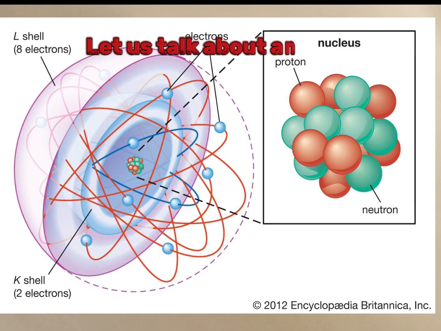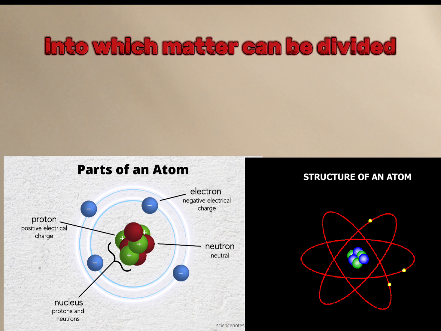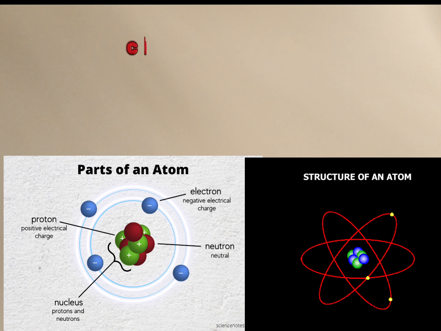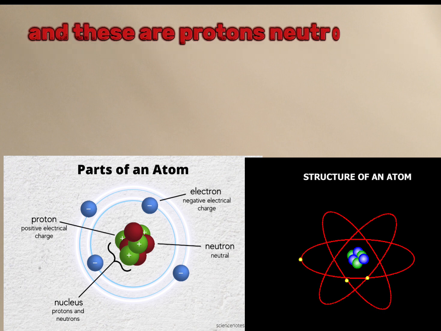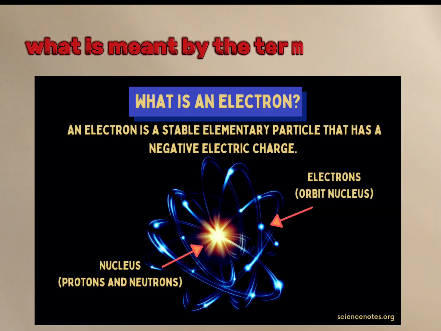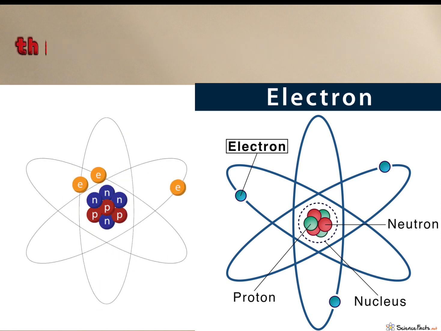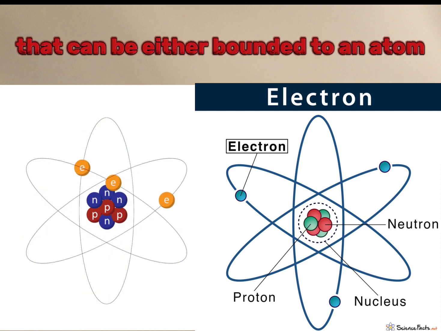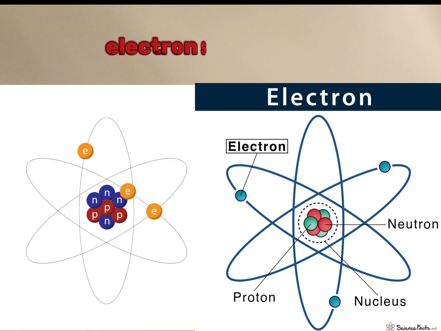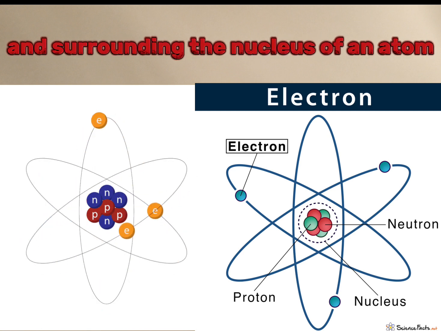Let us talk about an atom. An atom is the smallest unit into which matter can be divided without releasing electrically charged particles. An atom contains elementary particles, and these are protons, neutrons, and electrons. What is meant by the term electrons? Electrons are negatively charged subatomic particles that can be either bonded to an atom or free. Electrons are outside and surrounding the nucleus of an atom.